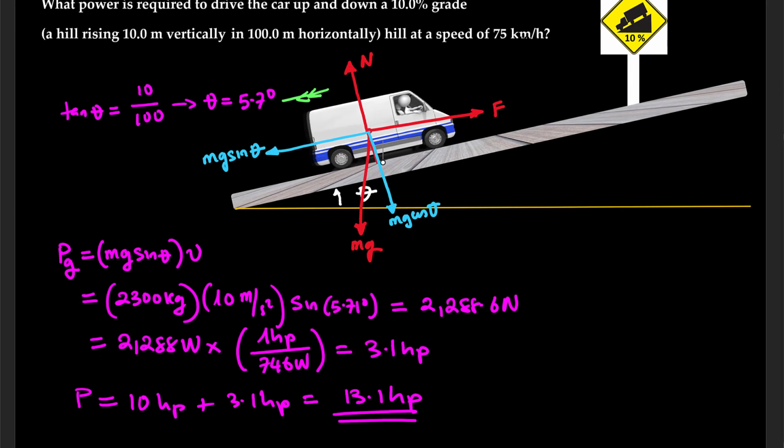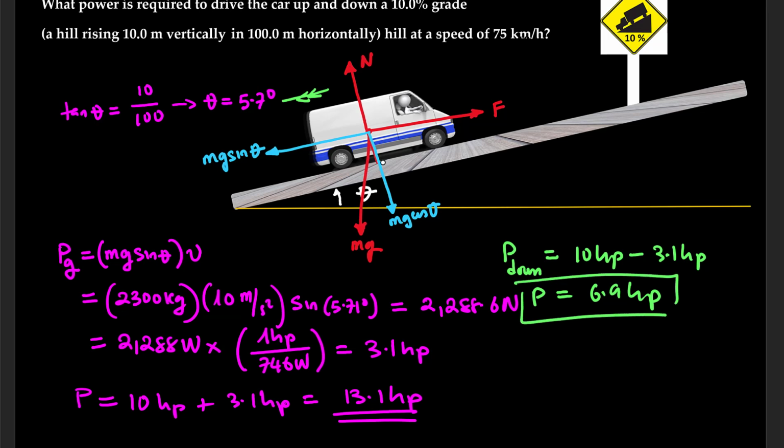In this particular case, P down will be equal to 10 horsepower minus 3.1 horsepower, which is going to be equal to 6.9 horsepower. So you require less power to drive the car downhill, which makes sense because gravity is doing positive work as compared to driving the car uphill.